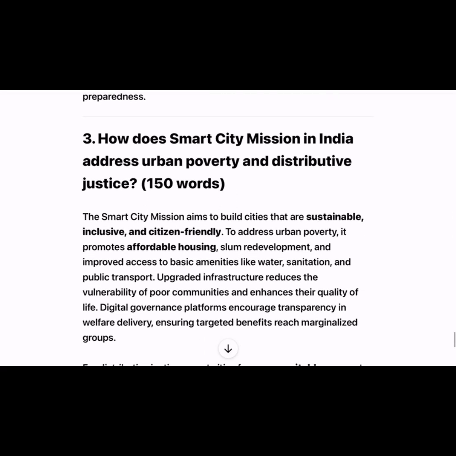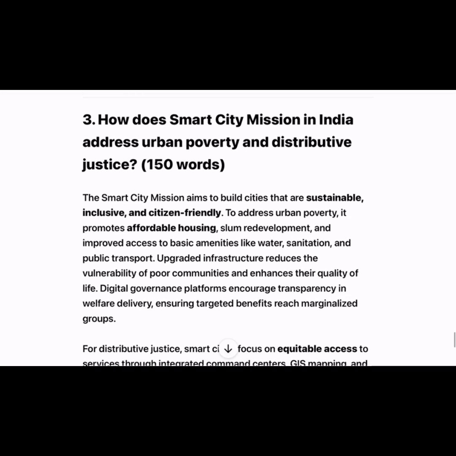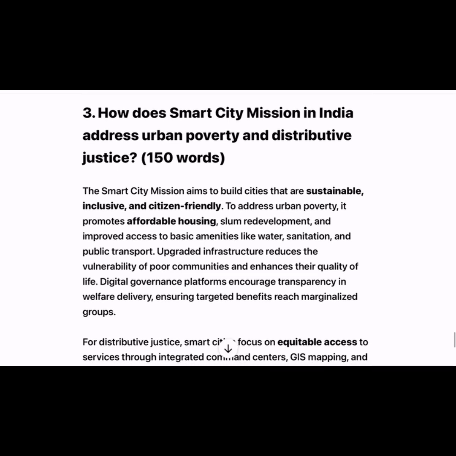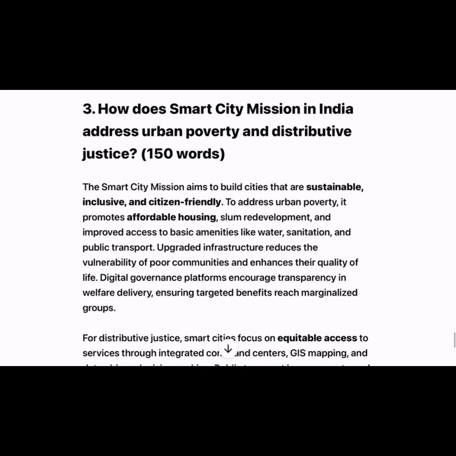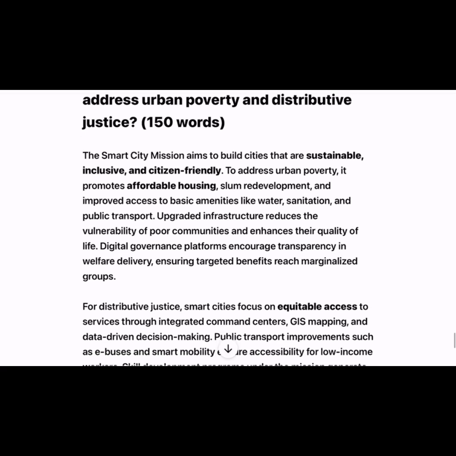How does the Smart City Mission in India address urban poverty and distributive justice? The Smart City Mission aims to build cities that are sustainable, inclusive, and citizen friendly. To address urban poverty, it promotes affordable housing, slum redevelopment, and improved access to basic amenities like water, sanitation, and public transport. Upgraded infrastructure reduces the vulnerability of poor communities and enhances their quality of life. Digital governance platforms encourage transparency in welfare delivery, ensuring targeted benefits reach marginalized groups.